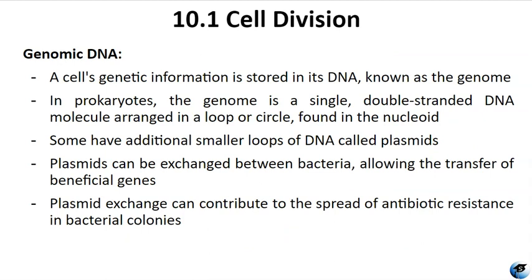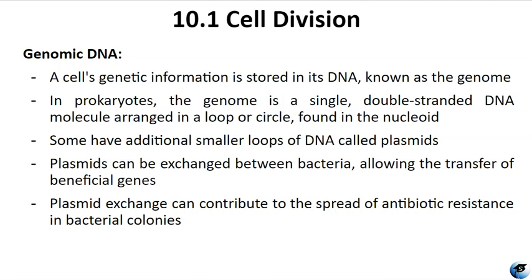Let's move on to Chapter 10, Cell Division. Cell division is a key process for the growth of organisms. Genes carry the instructions for building proteins and the makeup of an organism's genome. The cell's DNA, which is what the genome is, consists of a double-stranded DNA molecule in eukaryotes. In prokaryotes, just like in bacteria, the genome is a single circular DNA molecule called a nucleoid.